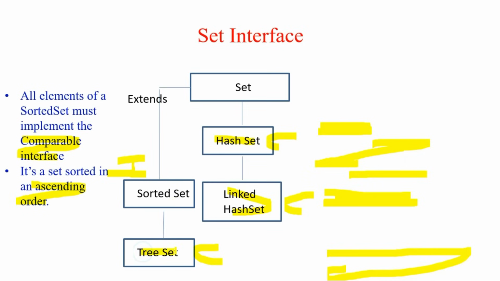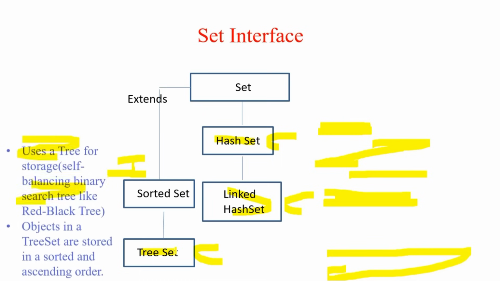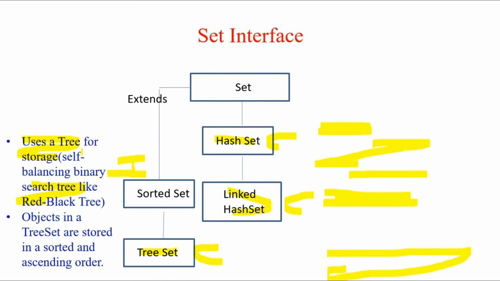The tree set is a class which implements this, and basically a tree is used as the storage. One of the most famous balancing binary search trees we have is the red black tree. So behind the curtains, a red black tree is used to store the elements for sorting purposes, and objects are always stored in sorted, ascending order. That is why a tree set is used, because retrieval is much faster in a red black tree, and even insertion is easier.